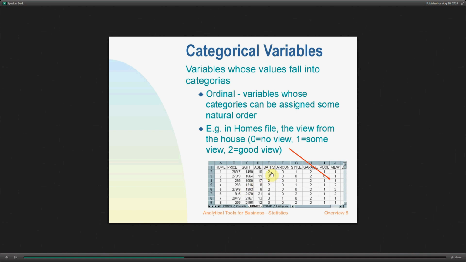Whereas the categorical variable, say air conditioning, 0 or 1, there's really no order for that. Whether I have an air conditioner or don't have an air conditioner, I can't say one thing is sort of greater or less than the other. I mean, you could, but it depends on your intent.